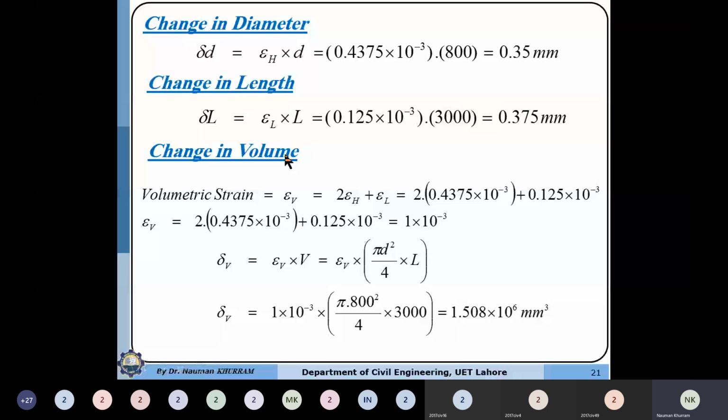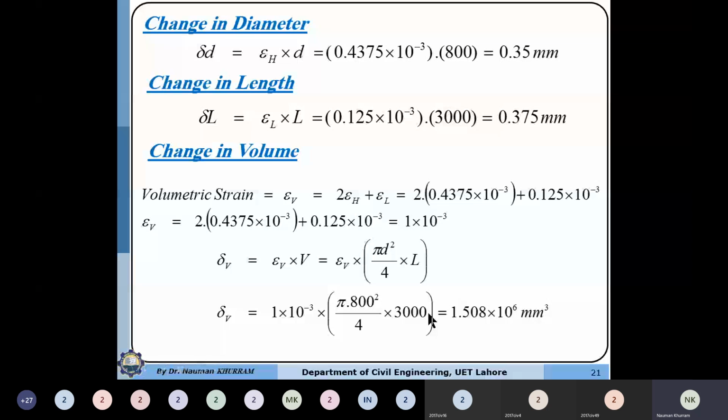Then the change in volume can be determined from the volumetric strain. The volumetric strain is equal to 2 times the hoop strain plus 1 time the longitudinal strain. If you substitute the values, the volumetric strain comes to 1 into 10 to the power minus 3. So the change in volume is equal to the volumetric strain into the original volume, which is pi d squared over 4 into length. So I have also determined the change in volume.